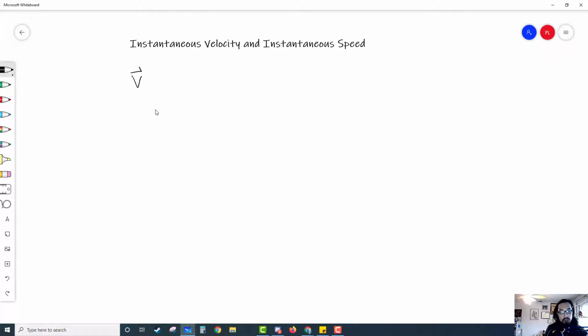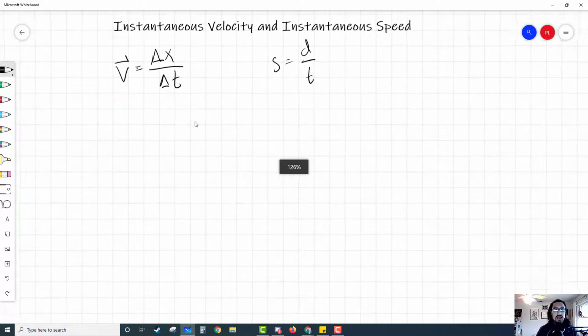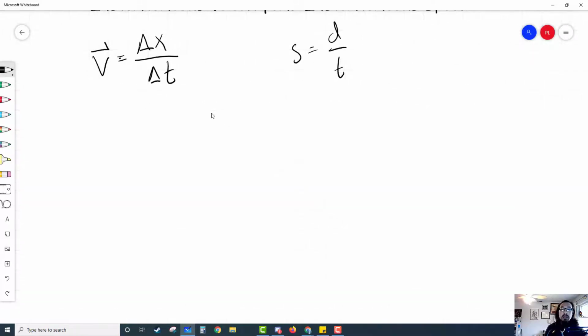So let's start off with the equation for average velocity, which we determined was the velocity, which is a vector, that's what the arrow means, is the change in position divided by the change in time, so displacement over time. And for speed, it's going to be your distance divided by time. As a quick reminder, displacement and distance are not the same. Distance tells us the total magnitude traveled, and displacement tells us the shortest distance between 2 points, your start and your end.